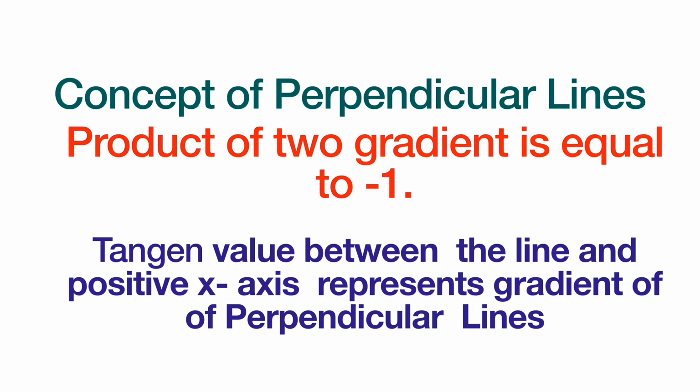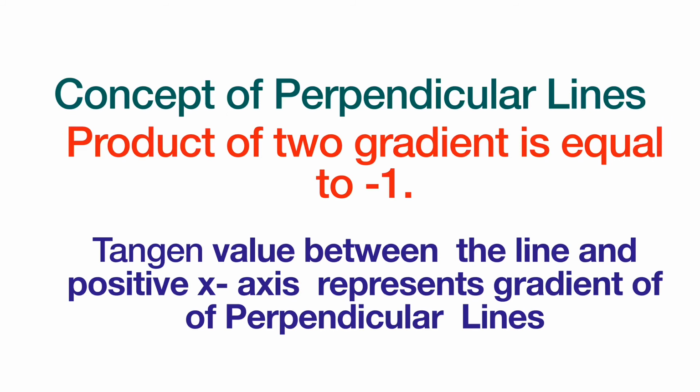So when two lines are perpendicular, the angles between the lines and the positive x-axis, theta 1 and theta 2, won't be the same. And if you find tangent theta 1 and tangent theta 2 and take the product of the two, it will be equal to -1. Because theta 1 is in the first quadrant and theta 2 is in the second quadrant, and tangent in the second quadrant is negative, so for sure you get -1. That is the meaning: the product of the two gradients for two perpendicular lines must be equal to -1.